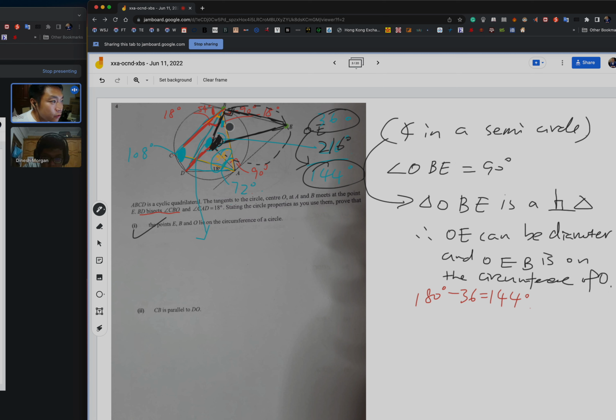Because this is internal angle. Because this is 36. So this is 36. It's 18. This one is 36. So this is 144. So this is internal angle. So this has to be parallel.